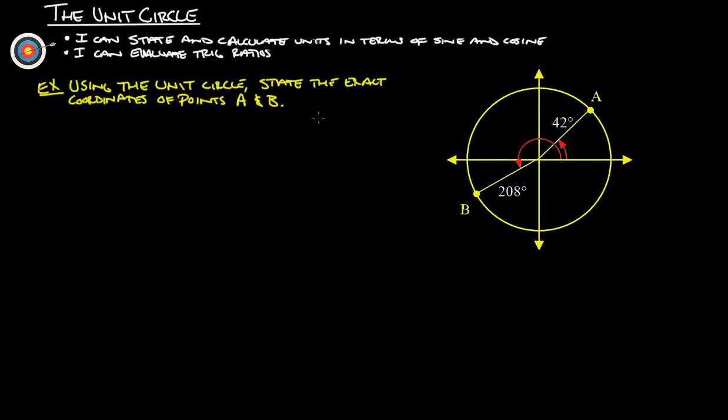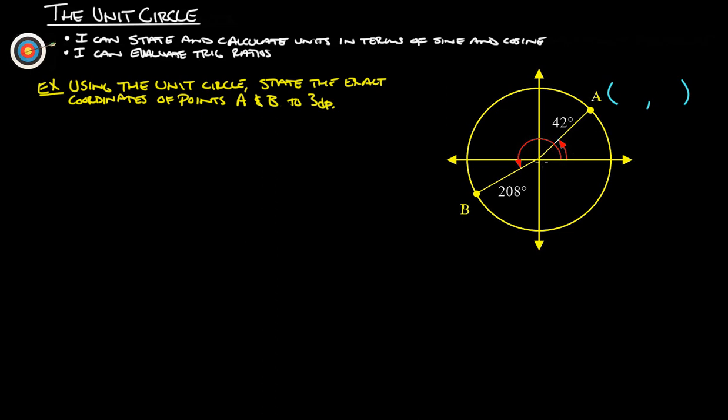Okay? Using the unit circle, state the exact coordinates of point A and B. So we're coming up with this point A right here. We want to know what are the exact coordinates to three decimal places. We're going to go to three decimal places on this.